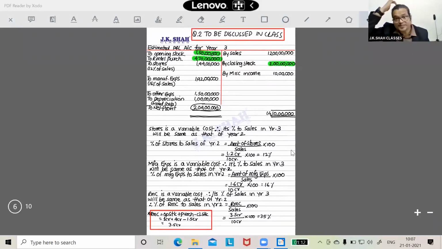It's not yet over. We don't have to just calculate net profit. What is the question asked to us? And how much cash from operations will we have?